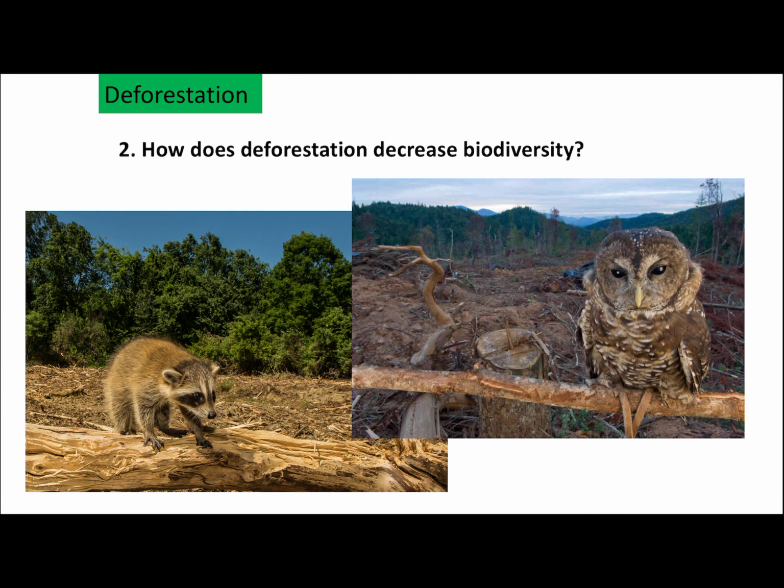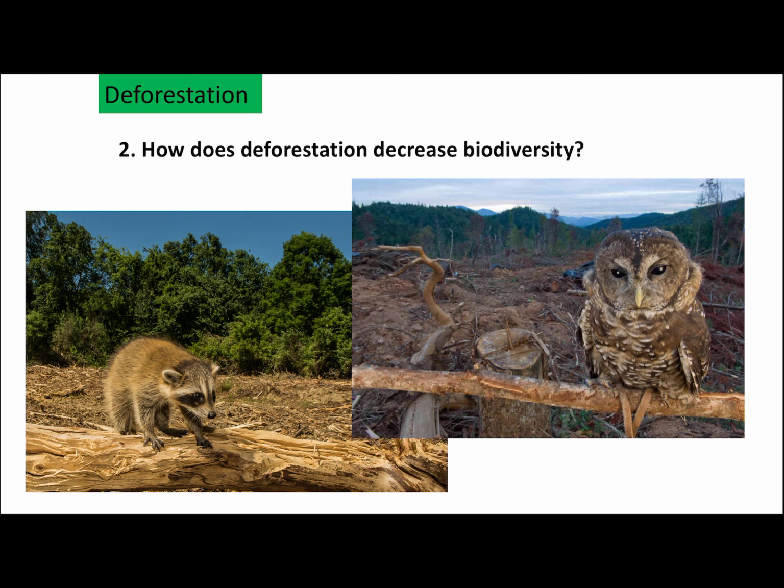what are the impacts of this? Straight on to our learning aim. How does deforestation decrease biodiversity? The first thing that's important to do is to ask what the word biodiversity means. Biodiversity is the number of species you find within an ecosystem. So we're looking at an ecosystem here, particularly, for example, the rainforest, and how many different species you'd find and how they're impacted by deforestation.